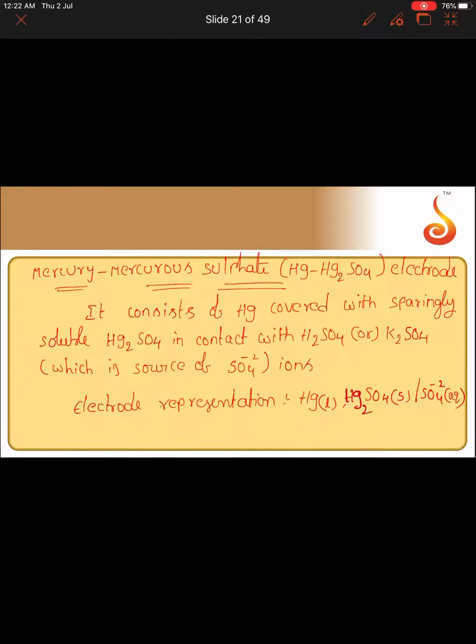Another two types of electrodes. The first one is the Mercury-Mercurous sulfate electrode, Hg2SO4. It consists of mercury covered with a sparingly soluble Hg2SO4 in contact with H2SO4 or K2SO4, which is the source of SO4 minus 2 ions.